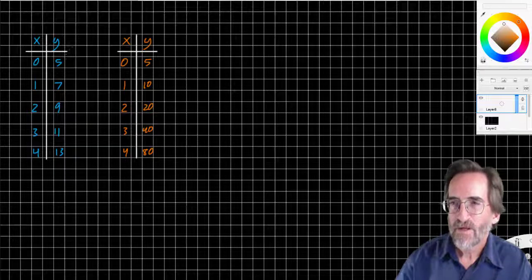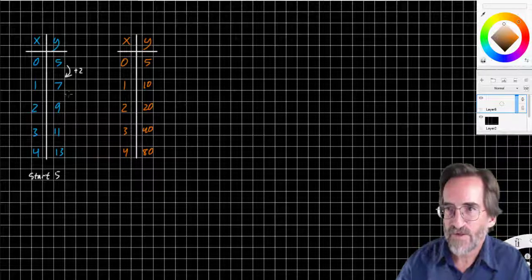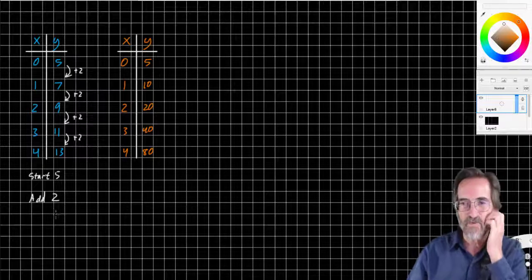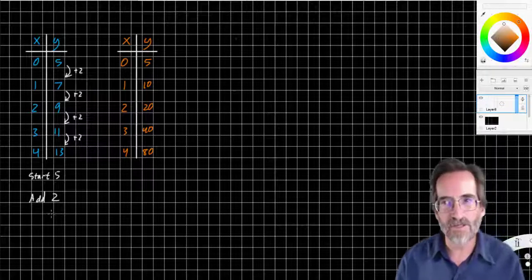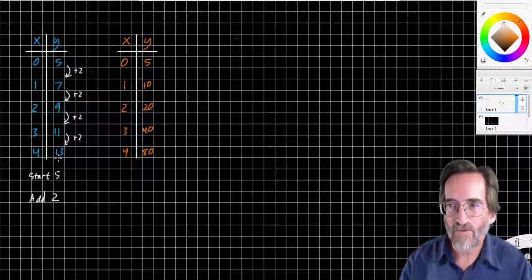Okay. In this case, I started with 5, and I added 2 every time. Added 2 every time. Okay, and that's known as a recursive definition. So we start with 5, we add 2, and then continue to add 2 repeatedly to generate all the output values in the series.